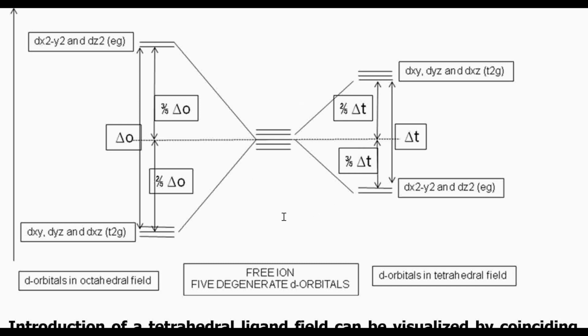Once again I remind you that if you remember and understand this diagram completely, then you can easily do a lot of things in the basic crystal field theory. Now see, I will show you one more feature. This delta T is smaller than delta O. Can you see this? We will understand and explain the relation between delta O and delta T now.